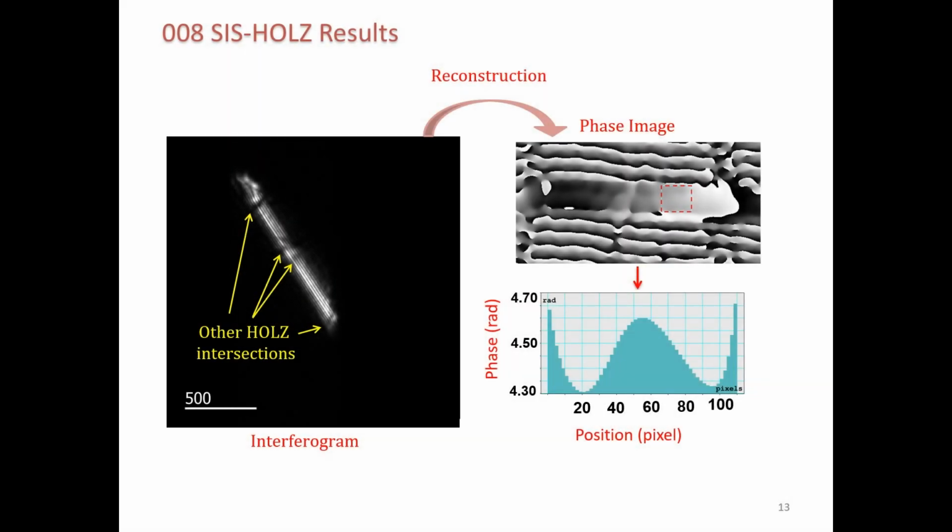Now, here in this slide, we have the experimental interferogram. Some regions show the intersections of other HOLZ lines. They give complicated phase profiles. The region of interest for this study is actually the clean areas with no intersection of other HOLZ lines. We reconstruct the phase image using the sequence of Fourier transform, filtering, and inverse Fourier transform.